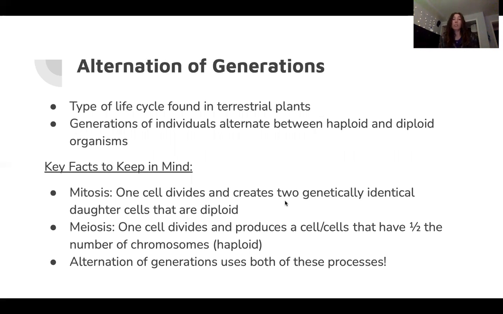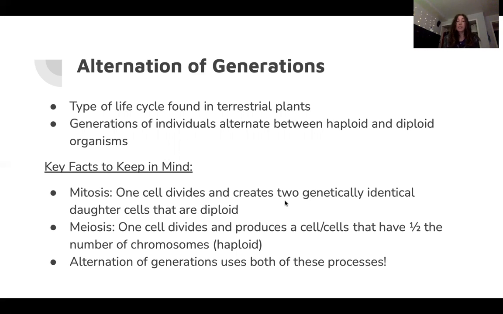Next, I'm going to talk about the alternation of generations. This is basically a type of life cycle that's found in terrestrial plants. Generations of individuals alternate between haploid and diploid organisms in this life cycle. So, some key facts to keep in mind before I explain the cycle. Mitosis is a type of cell division where one cell divides and creates two genetically identical daughter cells that are diploid, meaning they have two sets of each chromosome.